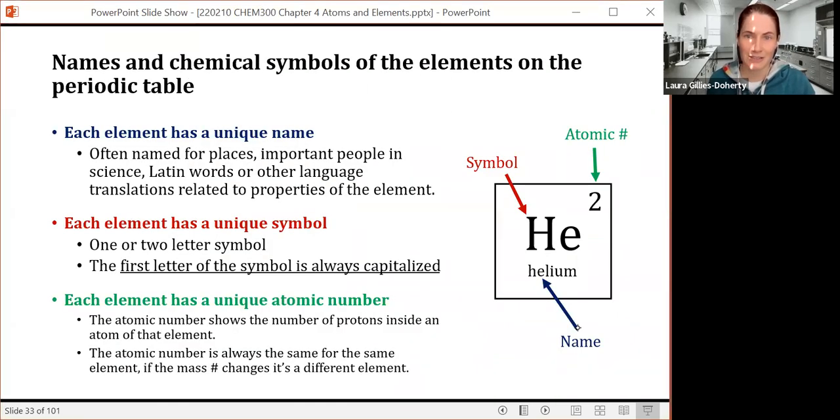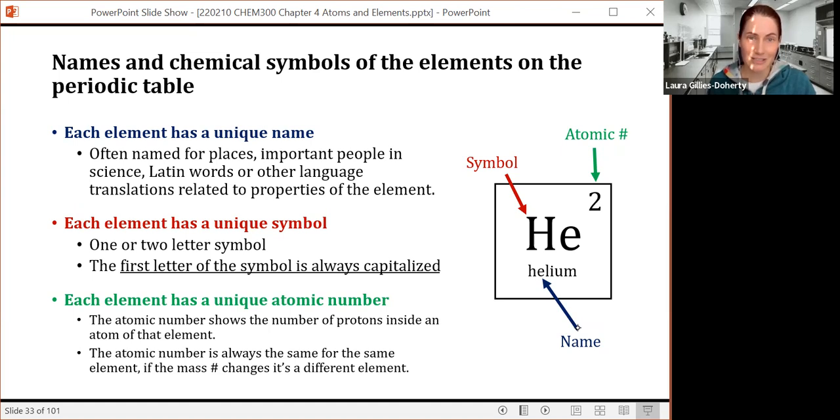So on the periodic table, each element has a unique name. They're often named for important places, the people who helped discover them or whose scientific discoveries led to the discovery of that element, or Latin words or other language translations that are related to the properties of that element, like what it looks like or smells like or feels like.